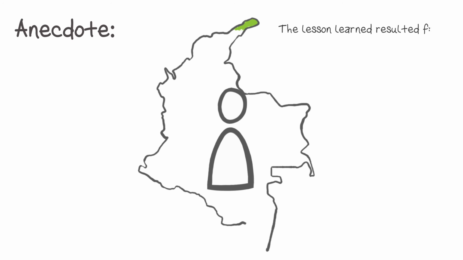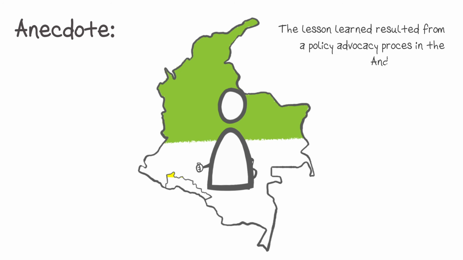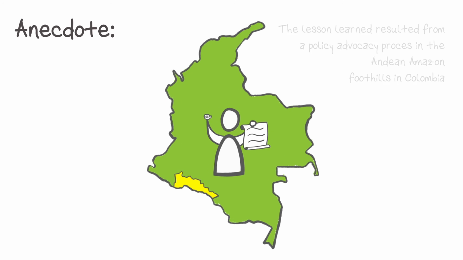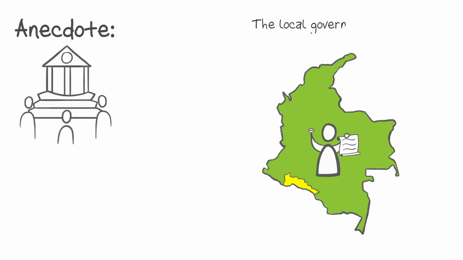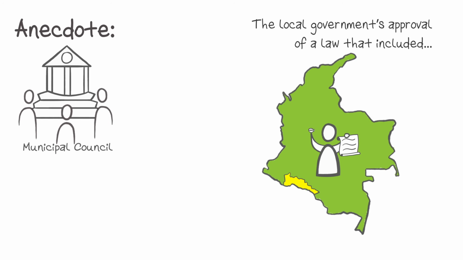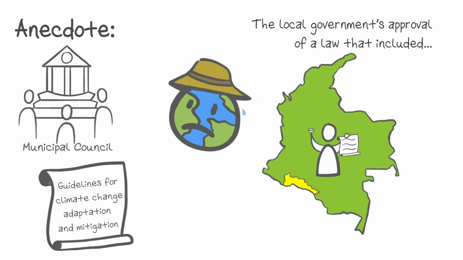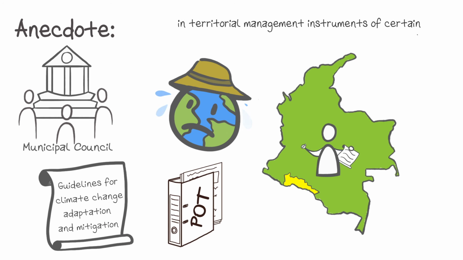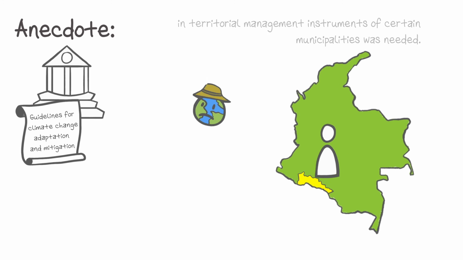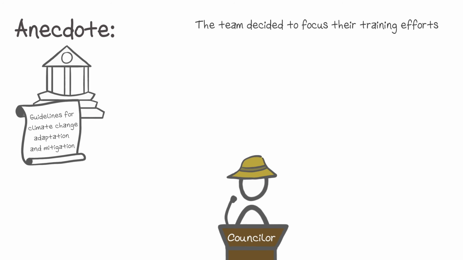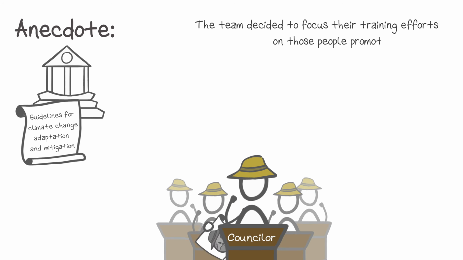Anecdote. The lesson learnt resulted from a policy advocacy process in the Andean Amazon foothills in Colombia. The local government's approval of a law that included guidelines for climate change adaptation and mitigation in territorial management instruments of certain municipalities was needed. The team decided to focus their training efforts on those people promoting said law.